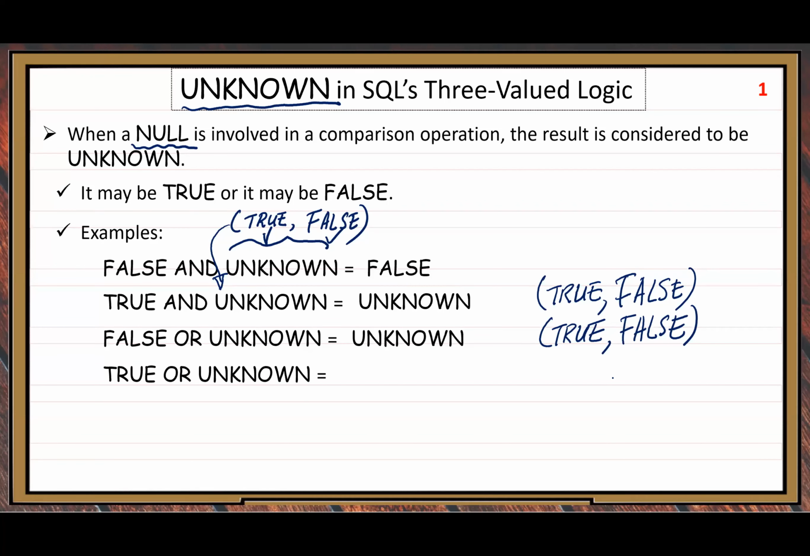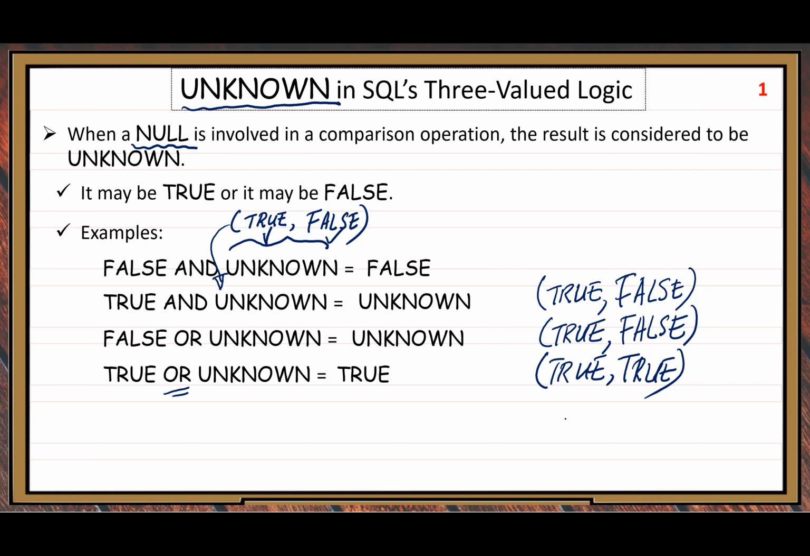All right. Question number 4. True or unknown? First, consider true. True or true? That's true, right? Second, true or false? That's also true, right? Because you use the or operator. So true or false is also true. So the answer is true. Because you only have true value. You don't have false value. So the answer is true.